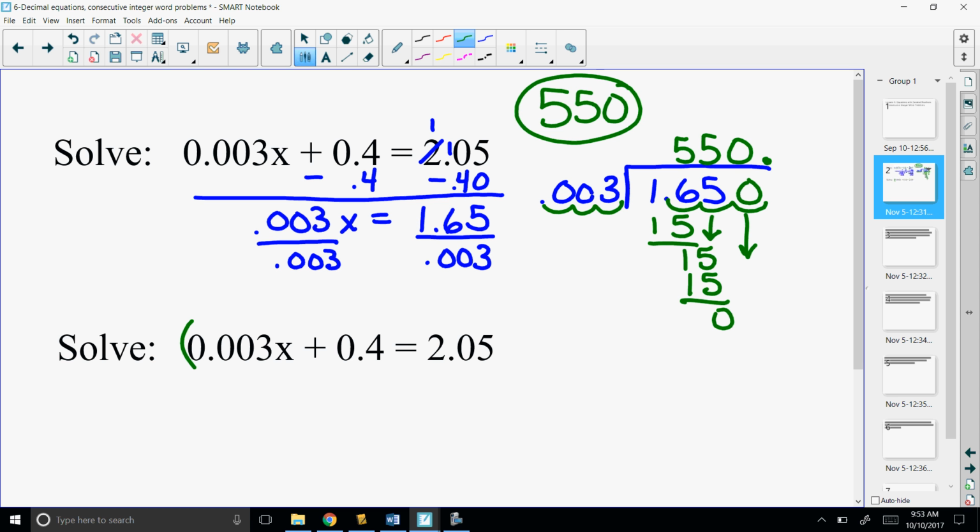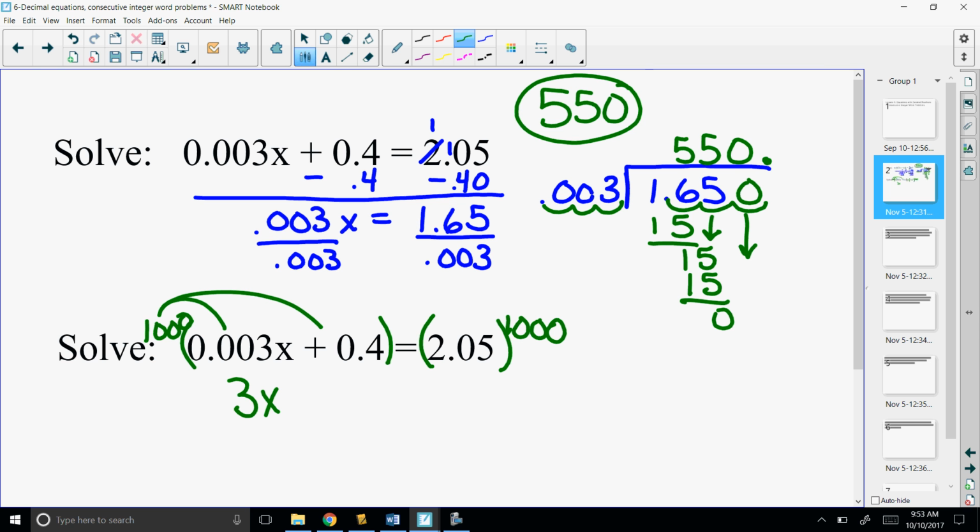Same problem, right? 3,000 x plus 4 tenths is equal to 2 500ths. So I'm going to take both sides of the equation and multiply by 1,000. Now, why did I pick 1,000? If I look at this left-hand side, how do you take 1,000 times a quantity in parentheses? The distributive property. So if I use the distributive property, what is 1,000 times 3,000ths? 3.